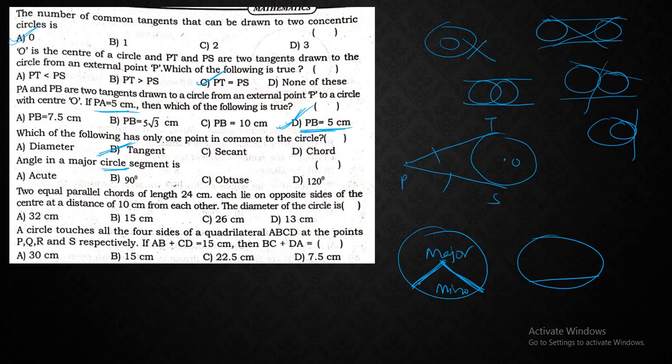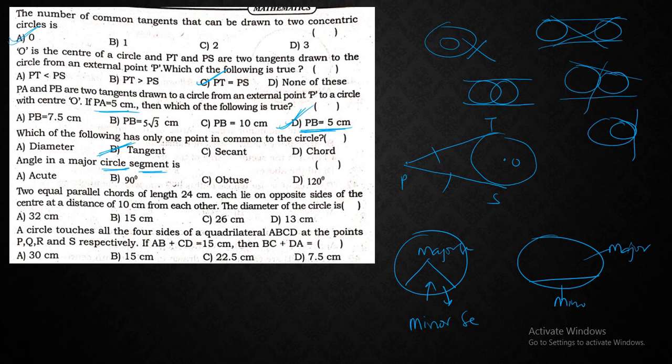So a segment is formed here. Major circle segment, no? These are nothing but major sector and minor sector, so don't get confused. Here he is talking about segment. Segment means this is the minor segment and this is the major segment. If we talk about sector, this is the minor sector and this is the major sector. You need to understand the difference between major sector and minor sector, as well as major segment and minor segment. So here he is talking about the major circle segment.